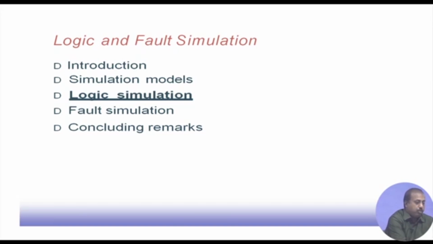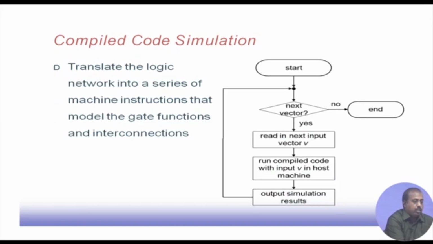Next, we will look into logic simulation. The first approach is the compiled code simulation. What it does is that it translates the logic network into a series of machine instructions that model the gate functions and interconnections. In the circuit, we have logic elements like AND gate, OR gate, NAND gate, NOR gate, etc.